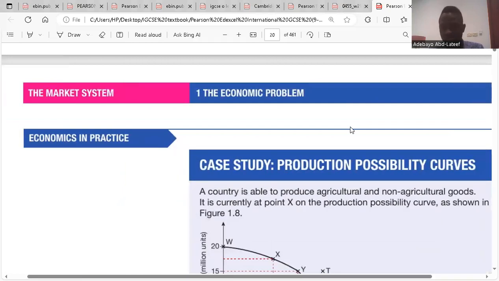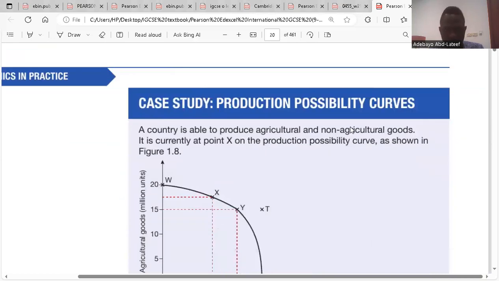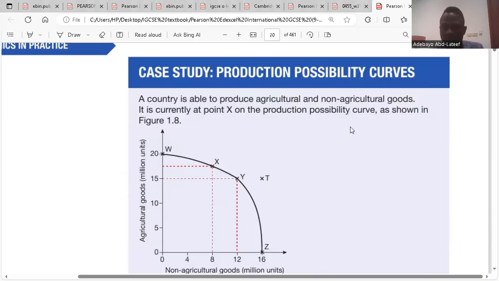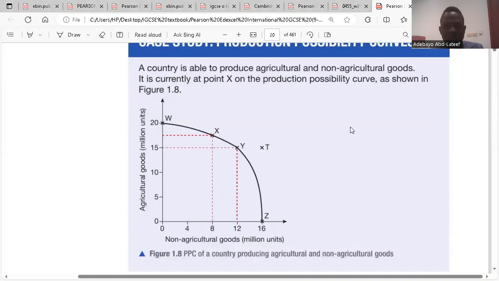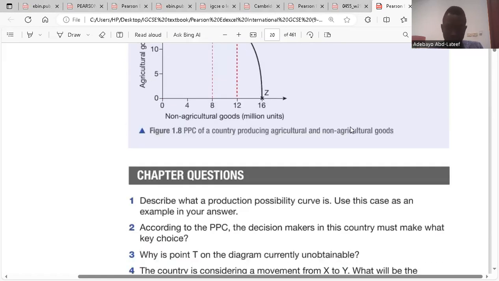Okay, the chapter end question. We have a case study, the production possibility curve. A country is able to produce agricultural and non-agricultural goods. It is currently at point X on the production possibility curve, as shown in this figure. So it has agricultural goods on the horizontal, and non-agricultural goods on the other side. So we'll go to the question.